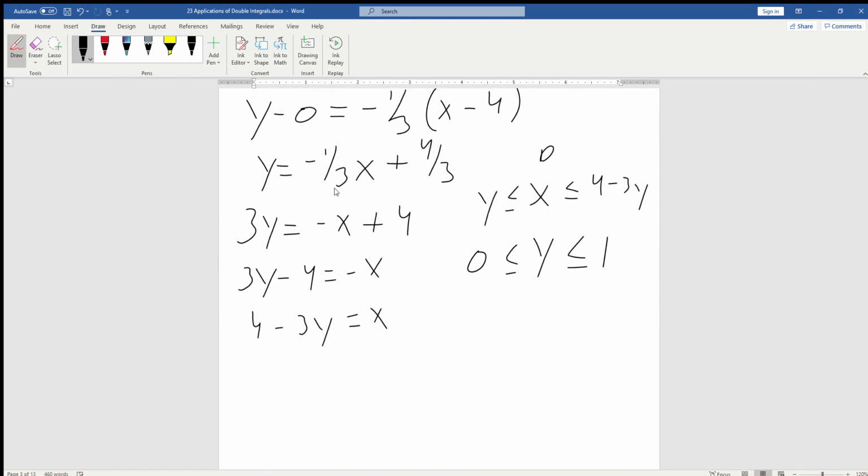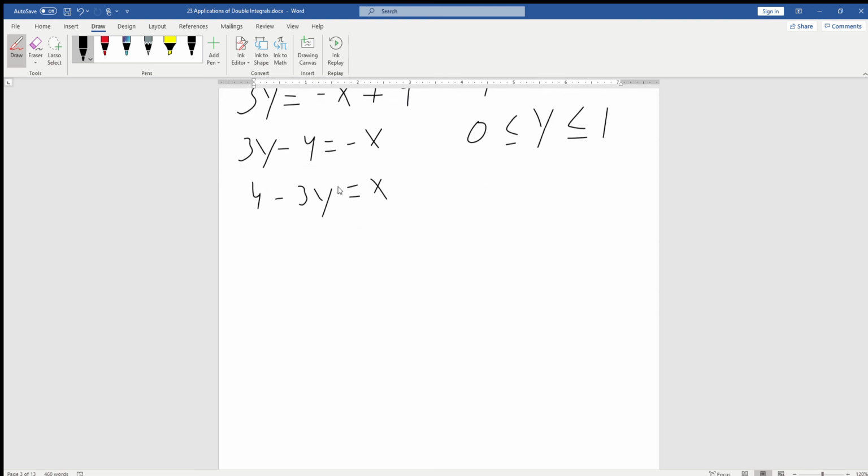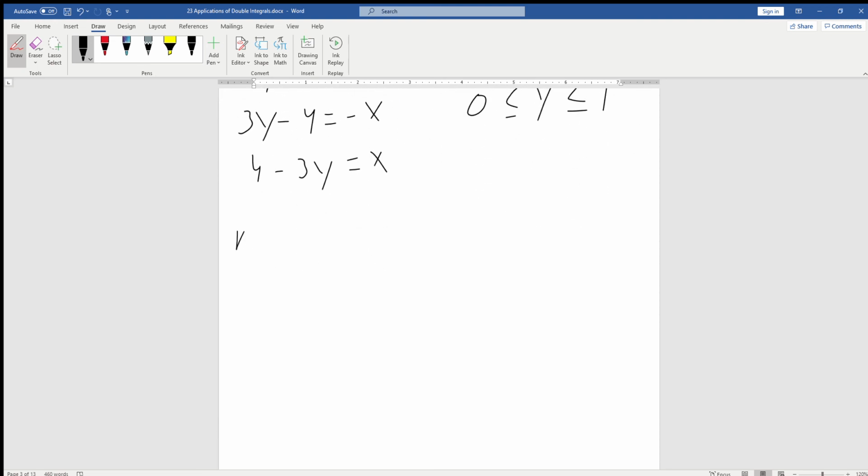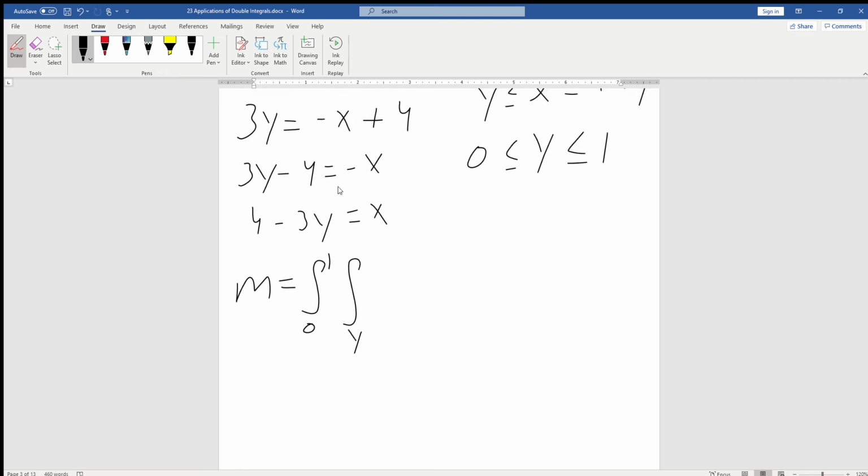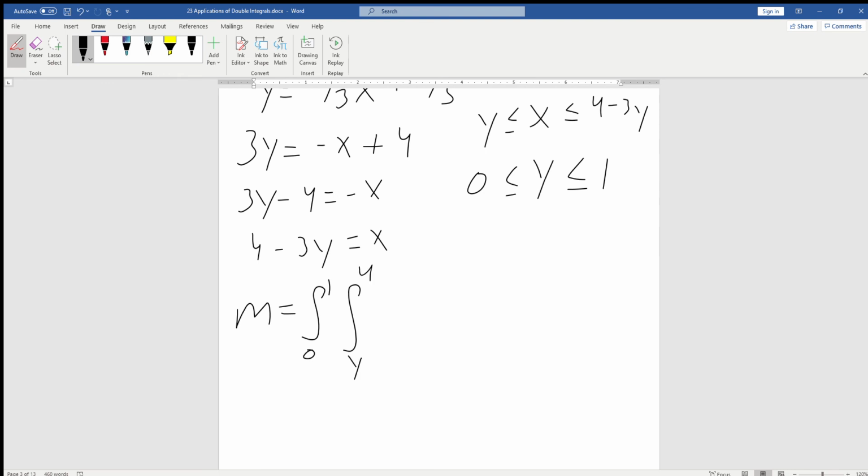Now we can set up a double integral to be able to find the mass first. Okay, so the mass m is going to be equal now to the double integral. Always take care of your variables first, constant second. So 0 to 1 is y, and then the lower bound is y, and then the upper bound was 4 minus 3y. Remember the density function was x, and this is going to go dx dy.